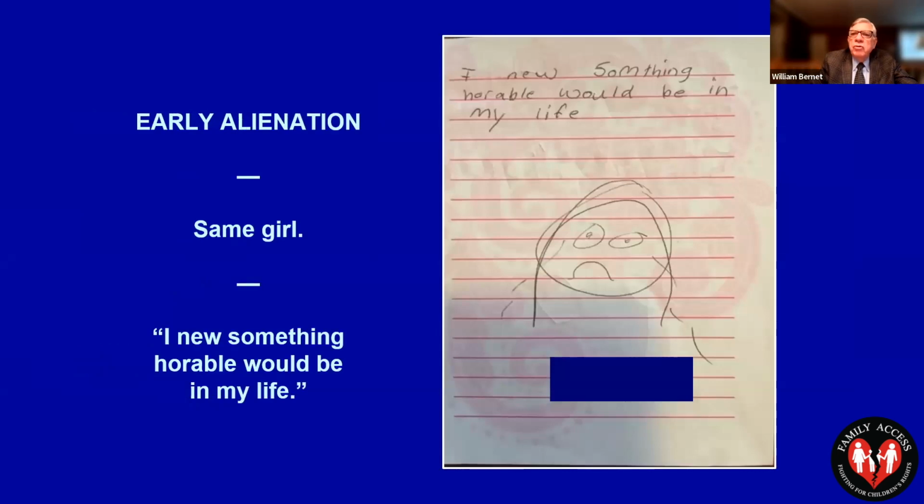She writes another picture. I knew something horrible would be in my life. And there she is, very sad. And then her name is at the bottom, and that's been blacked out. So this is another, what it appears to be during the early stages of alienation, because she's still going back and forth, but she's saying negative things about being in Dad's household. And we don't know specifics, but that seems to be what's going on.